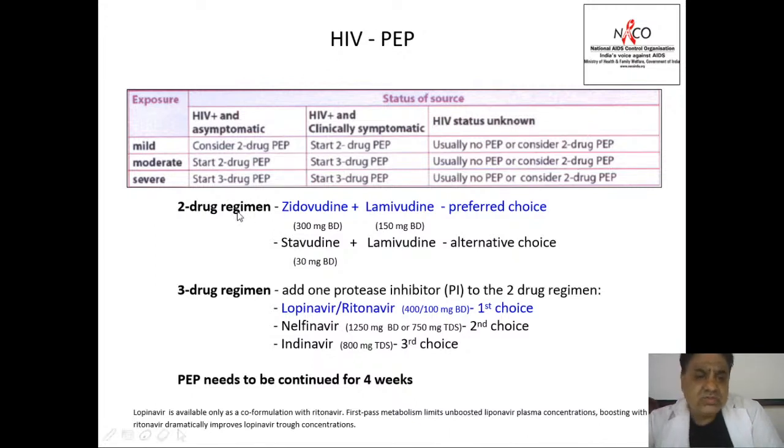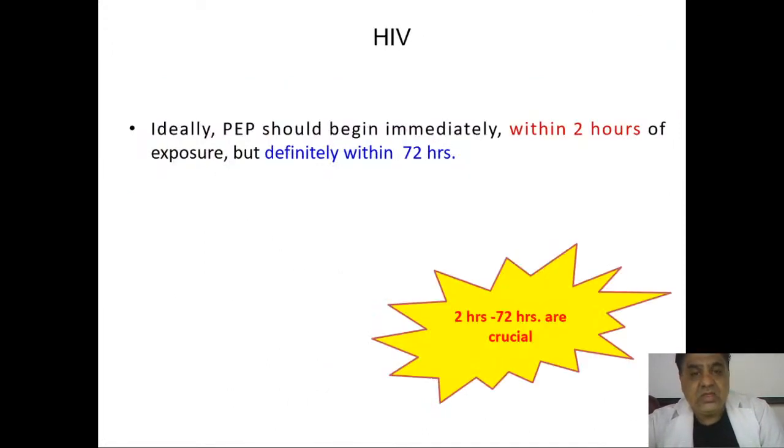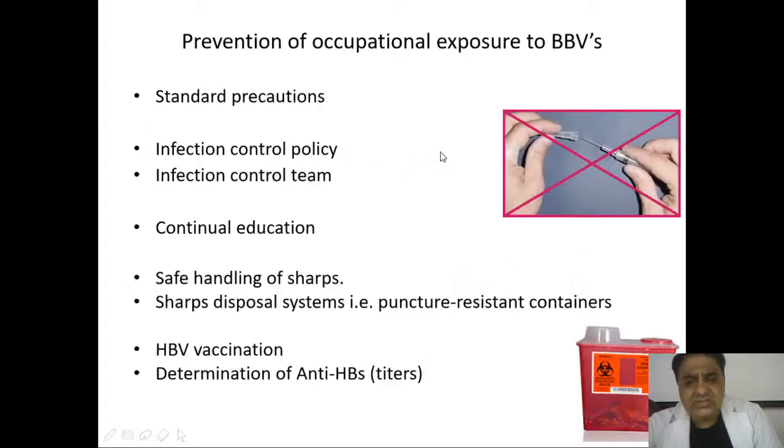So a 2-drug regimen is zidovudine plus lamivudine or stavudine plus lamivudine. Preferred choice is zido with lami. A 3-drug regimen is to add to this 2-drug regimen a protease inhibitor. Lopinavir, ritonavir is the most preferred choice. Others, nelfinavir, indinavir can also be used. And this has to be used for 1 month, 4 weeks after your exposure, if your source is positive. Please begin the prophylaxis within 2 hours, preferably, but not later than 72 hours. After 72 hours, it's useless.